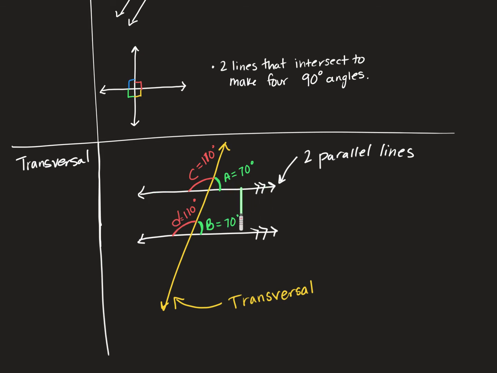This is a parallel line, right? So 70 plus 110 is equal to 180, which is what a line equals. That's the measure of a line. I'm going to rewrite this 110 because it looks like it's 170, but it's supposed to be 110.